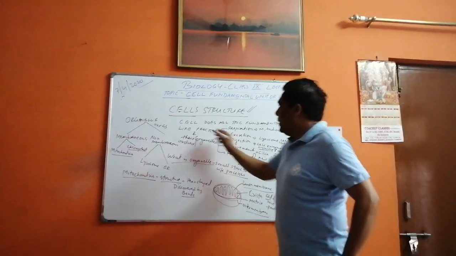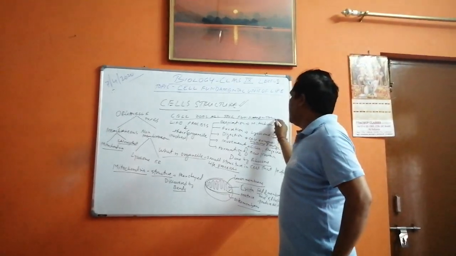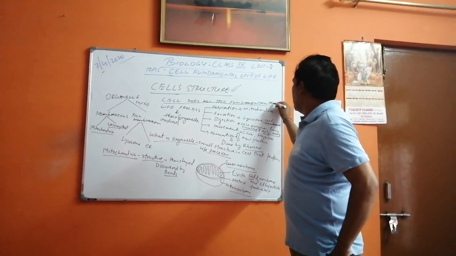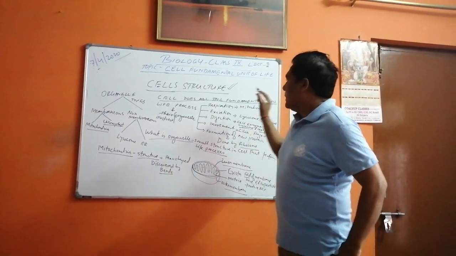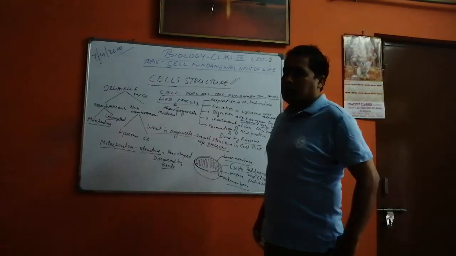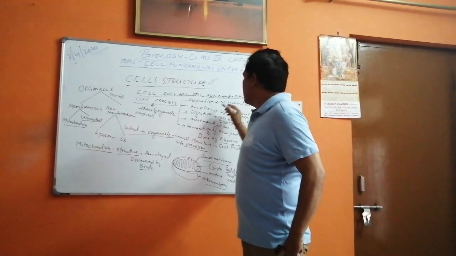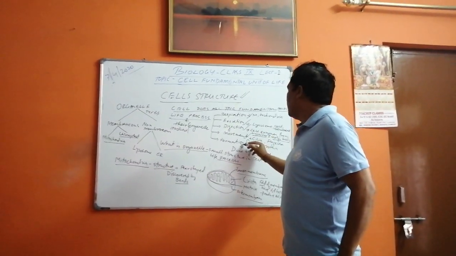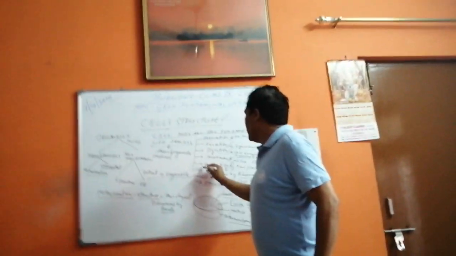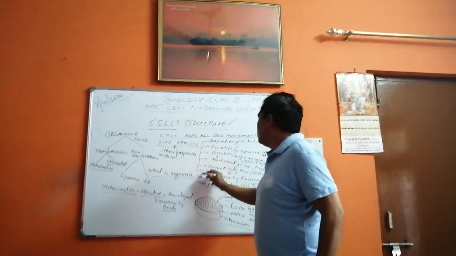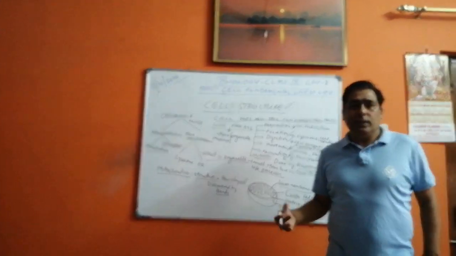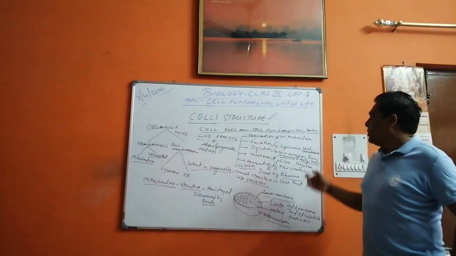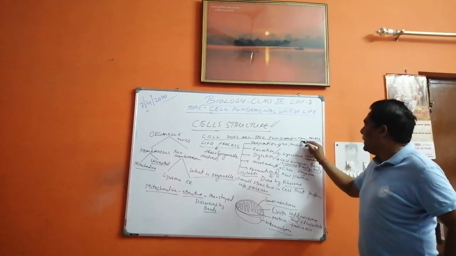Now first of all, the cell does all the fundamental processes, that is, life processes. Now what are these life processes? That is respiration, excretion, digestion, movement, formation of new cells and nutrition. Now how does the cell do all these functions? This is a question. So it does it with the help of organelles.